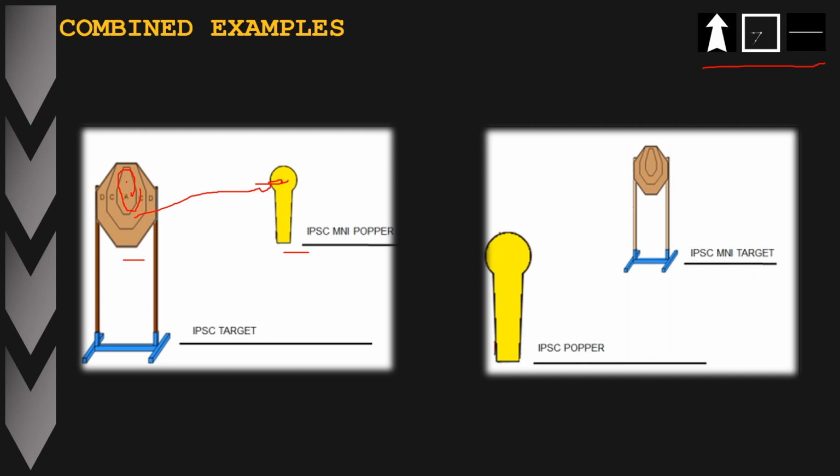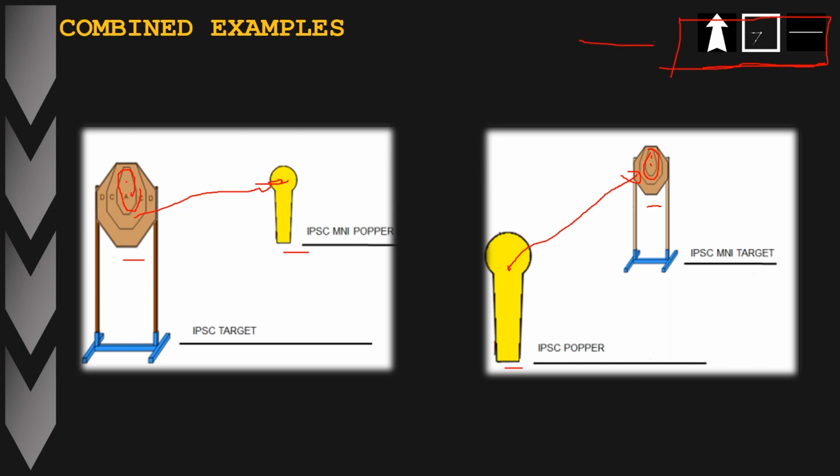In the next example, we have a large popper and a mini target. Same principle applies. Now the popper is nearest to us, so we will engage this one first, and then we will actually transition over to the paper target to get an acceptable sight picture, pull the trigger, and fire off 2 rounds on the next target. Always following the main principles.